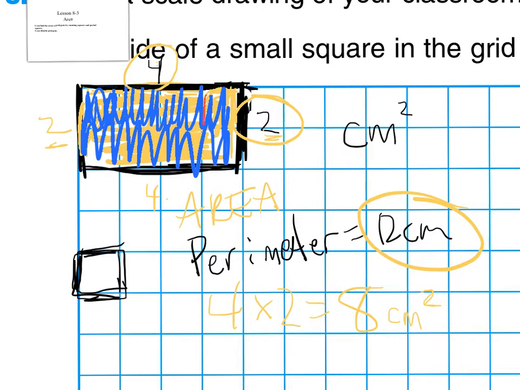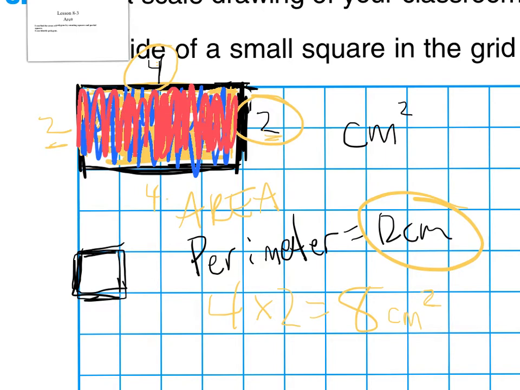We know that there'll be 2 in each row all the way across. So the answer would be 4 times 2 would equal 8 centimeters squared, or square centimeters. Another trick here, this would be my favorite trick.